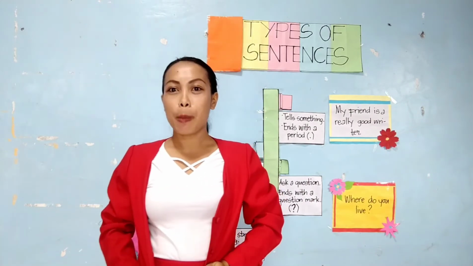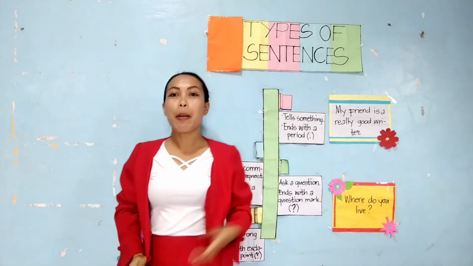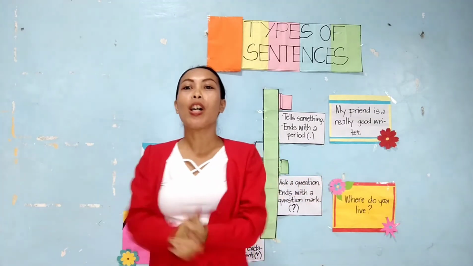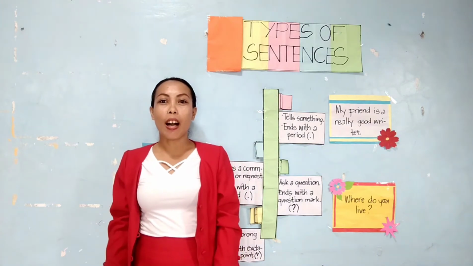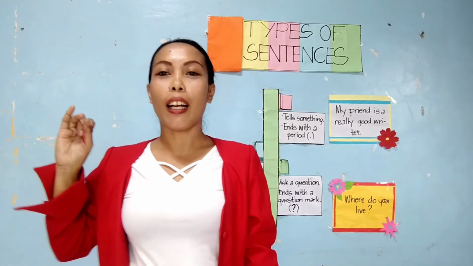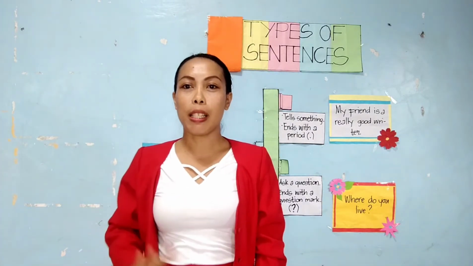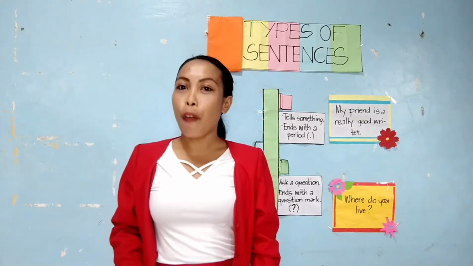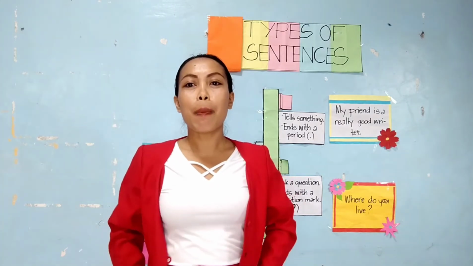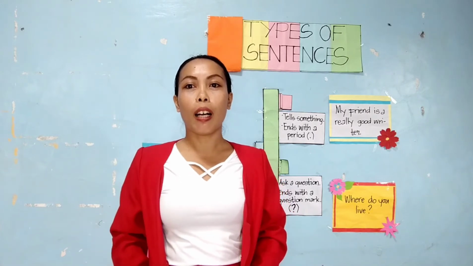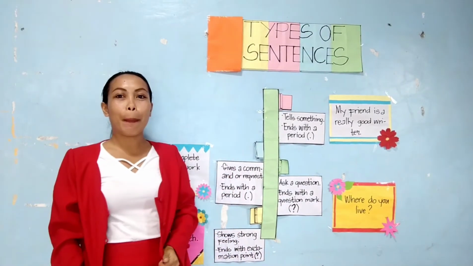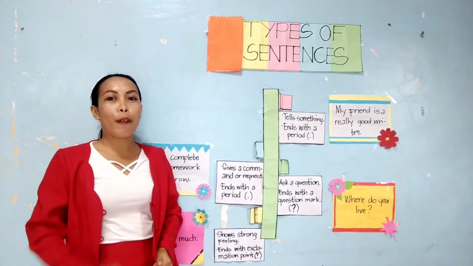What are the 4 types of sentences? Any idea? Anybody from the class? Okay, very good. The 4 types of sentences are declarative sentence, imperative sentence, exclamatory sentence, and interrogative sentence. Let's define first what is a declarative sentence. But before that, I have here one example. You have to define it.